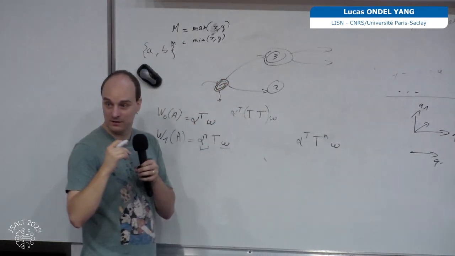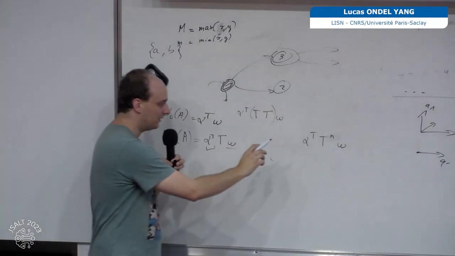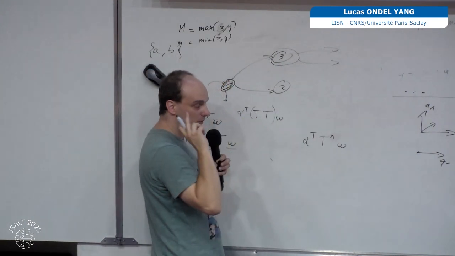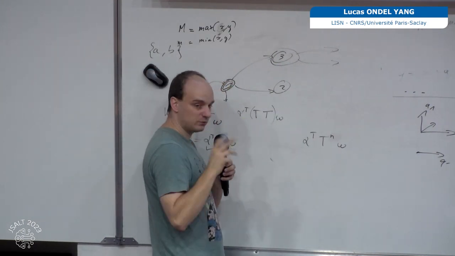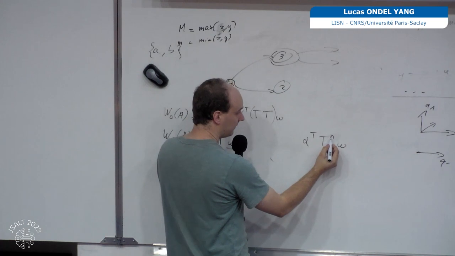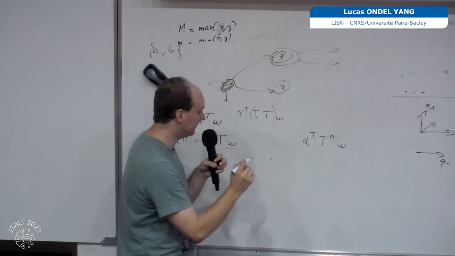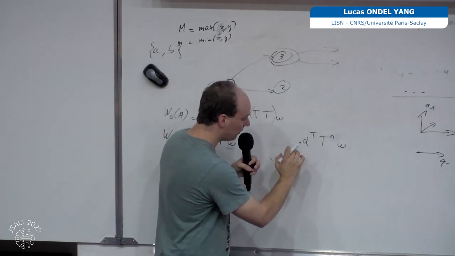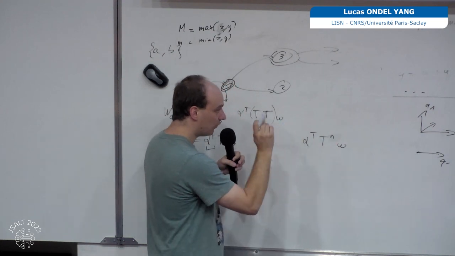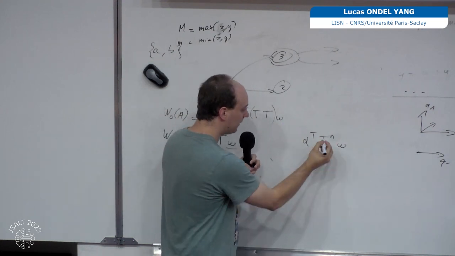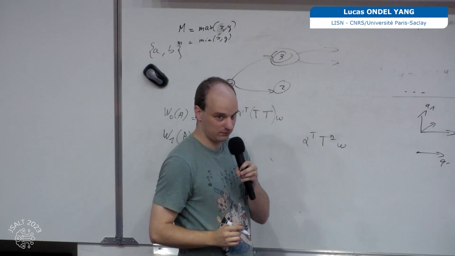That would be the sum of all the paths of length exactly n. Or let me say it again. I just saw your question. That will be the sum of all the path weights, it's difficult to say in English. So it will be the sum of all the path weights, each for a path having a length of exactly n.